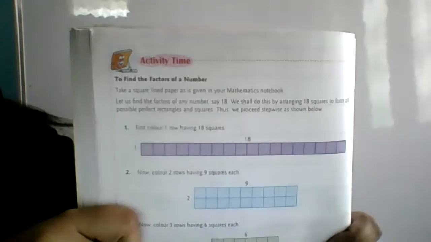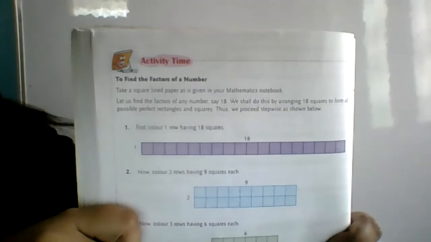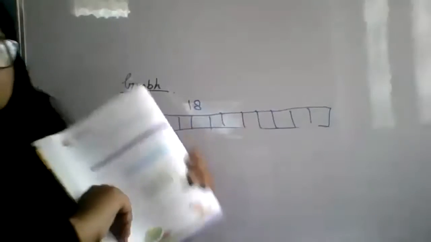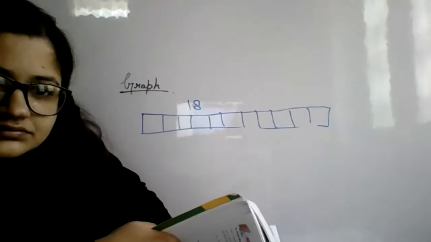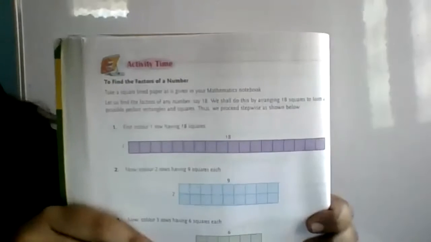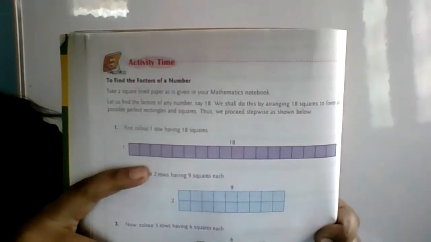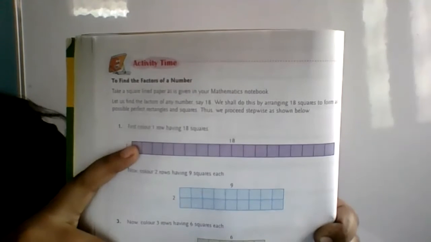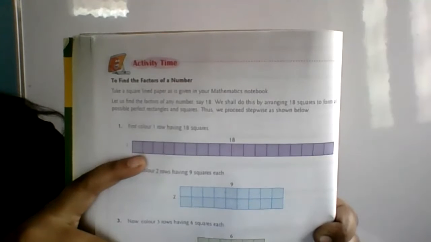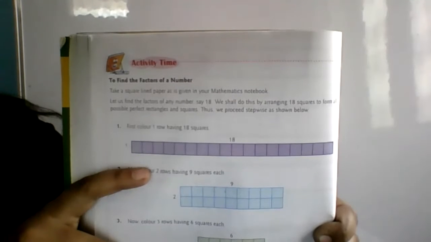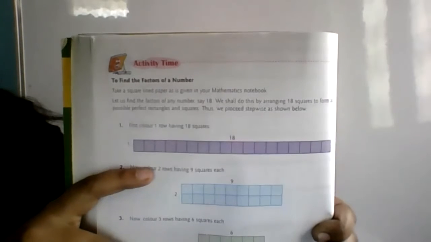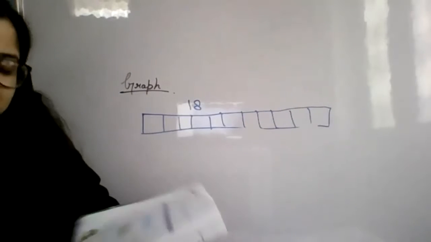Ma'am, I have drawn the line. Is it perfect? Yes, beta. Like this you have to draw 18 boxes. Okay. First one, I'm showing you the purple one: a long strip with 18 boxes in it.